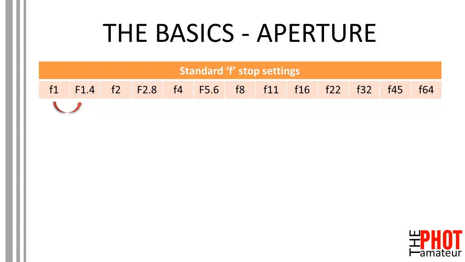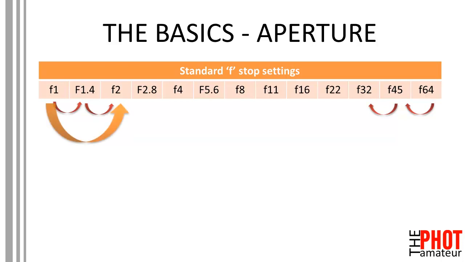So f1 to f1.4: f1.4 lets in half the amount of light that f1 lets in. f2 lets in half the amount of light that f1.4 lets in. At the other end of the scale, if we were moving down, f45 would let in twice as much light as f64, and f32 would let in twice as much light as f45. Now, you've probably noticed that although we've got the halving and doubling, the halving and doubling in the actual numbers takes place every other one.